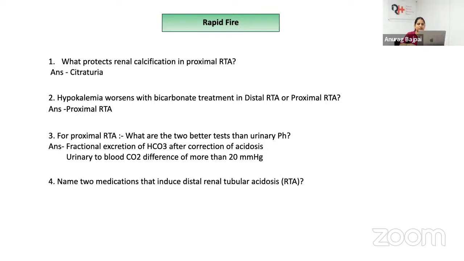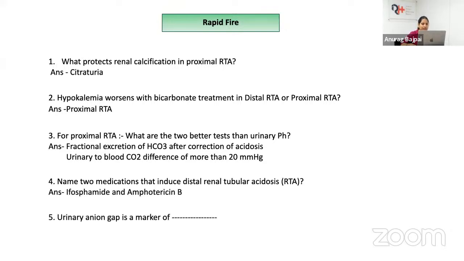Next question, name two medications that induce distal renal tubular acidosis. Distal. Yes, sir. Distal. Amphotericin B and lithium. The last question, urinary anion gap is a marker of, that is discussed many times here. Surrogate marker of production of what? Somebody asked. Renal ammonium production. Okay, that's all.